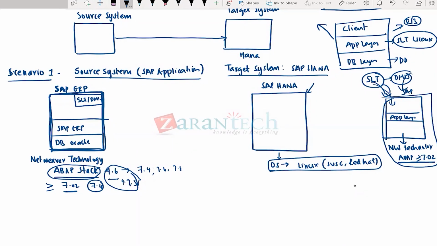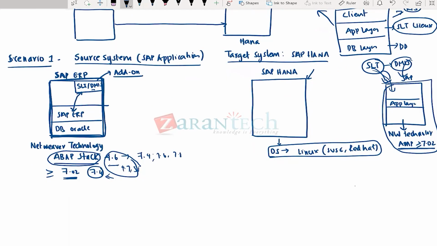What is the only requirement I have for this SLT or DMIS to be put into an SAP box? The ABAP stack version should be 7.02 or greater. In this example, I said it is 7.4. It satisfies that requirement. So I can put the SLT as an add-on into an existing source system called SAP ERP. Now, how will this ERP talk to the SLT system?